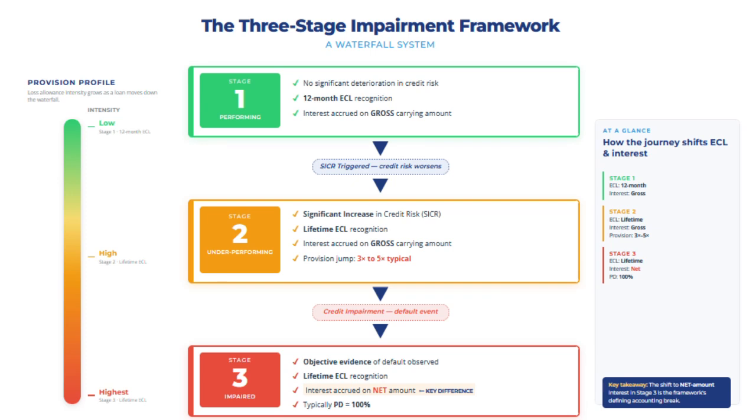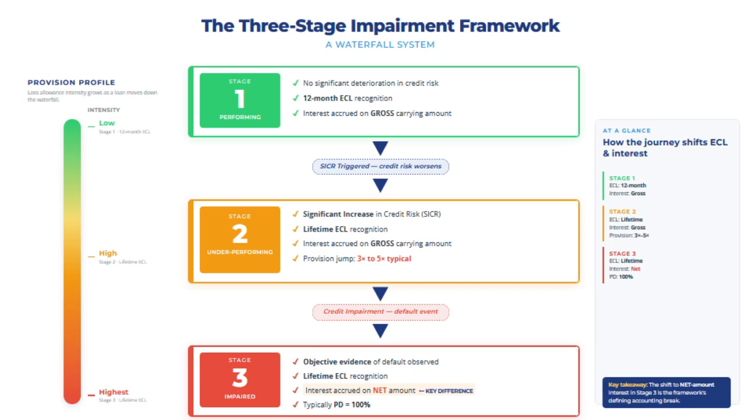So, stage 1 is performing. A loan starts from here. There's no significant deterioration in credit risk. You recognize the 12-month expected credit loss, only the losses you expect in the next year. Here, the interest is accrued on the gross carrying amount. And this is the healthy zone. Most of your portfolio sits here.